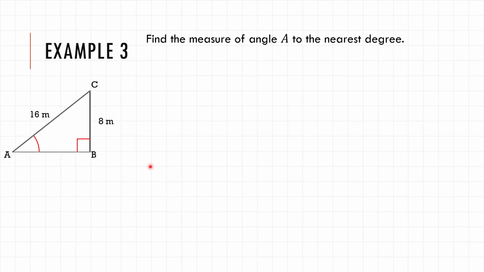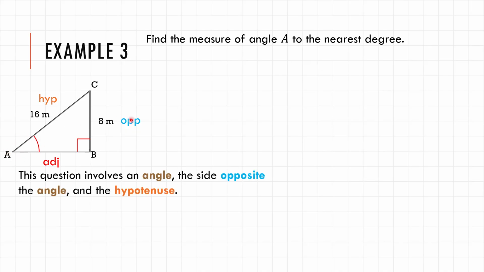In this example, we're going to find the measure of angle A to the nearest degree. Now, if this is angle A, and we're comparing this side here because that's one of the values that we know, this would be the opposite side, the only side that is not touching angle A. This being the side across from the 90-degree angle would be the hypotenuse. And this last side, whose length we don't know, would be the adjacent side. So this question involves the angle A, the opposite side, and the hypotenuse.